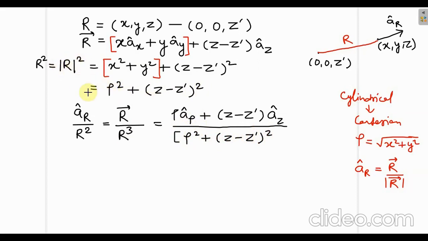If you write the value of r, the r magnitude will be root over rho square plus z minus z dash whole square. So basically you can say r equals rho square plus z minus z dash square to the power 1 by 2. But here it is r cube, so the power will be 3 by 2. Fine. So I think it is clear.